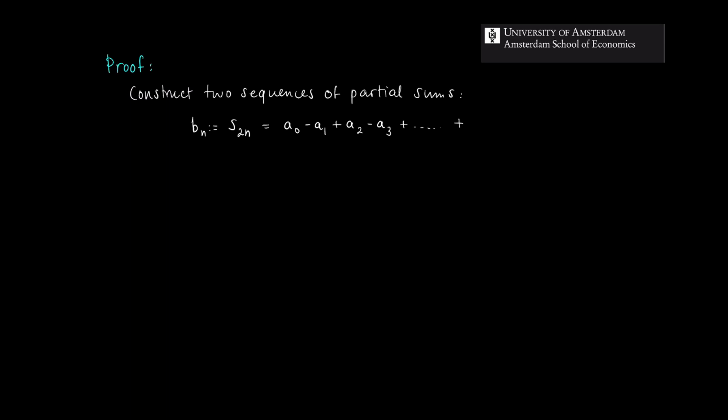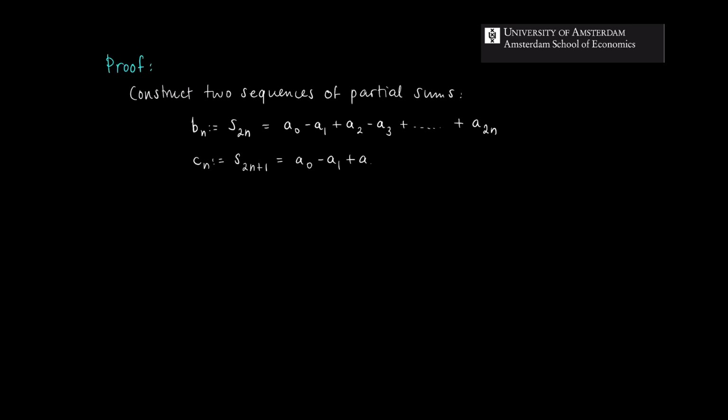until we add up a_n. And a_n, of course, comes with a positive sign, since we have an alternating series where we have (-1)^n, and (-1) to the power of an even number comes with a plus. Cn is the sequence of partial sums with an odd index number.